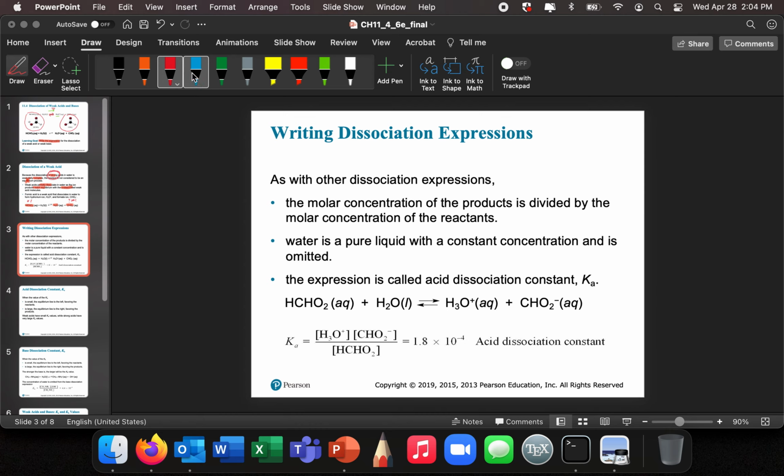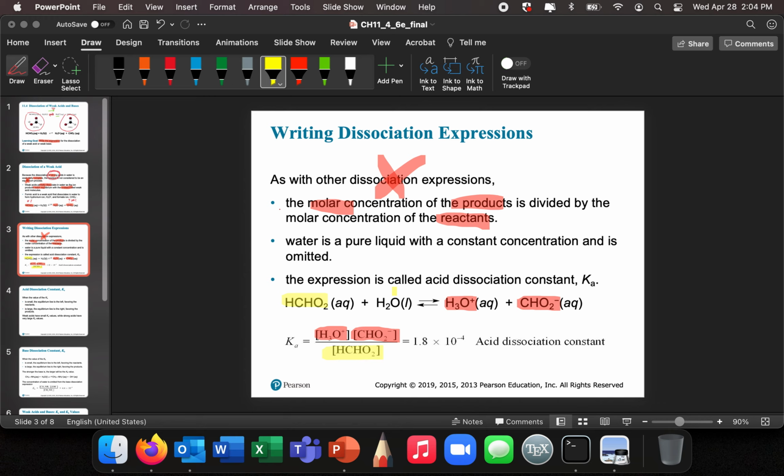So, as with other dissociation expressions, the molar concentration of the products is divided by the molar concentration of the reactants. This is not going to mean a whole lot to you because we haven't done other dissociation expressions, okay? So let's just say that the molar concentration of the products is divided by the molar concentration of the reactants, okay? So in other words, we take the products, which are hydronium and formate, and we put their concentrations up here, right? And we take the reactants and we put them down here.